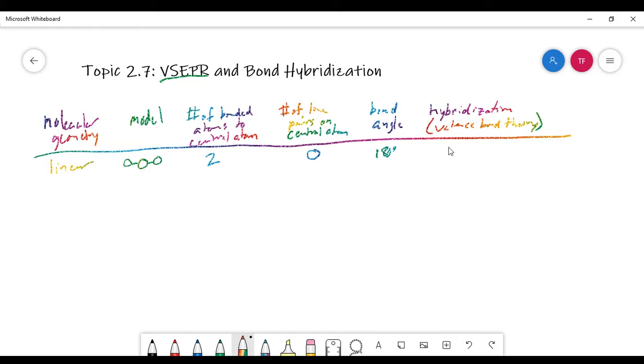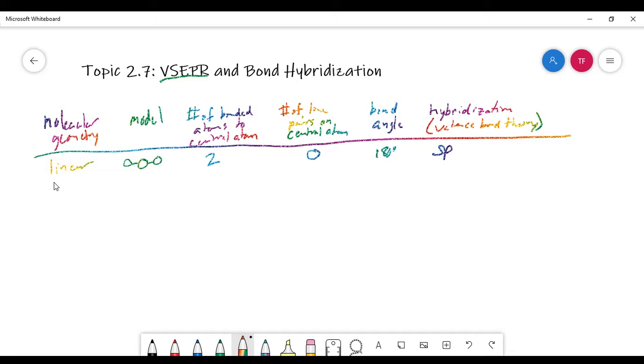So for hybridization, which again I will talk in more detail about later, the hybridization of this model is going to be sp, sorry. And that's under the valence bond theory that predicts this hybridization. So sp always belongs with linear structures, and we'll talk more about what sp means later on.